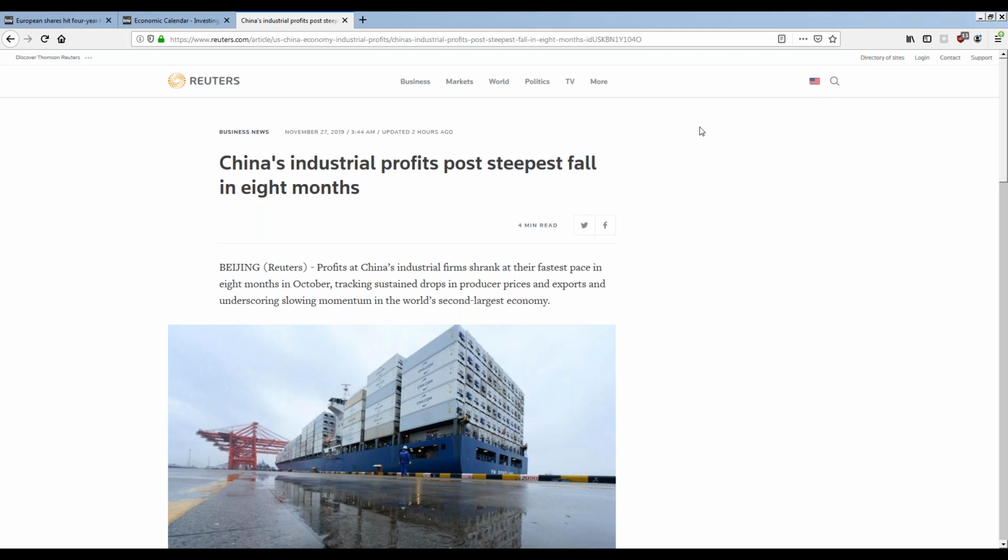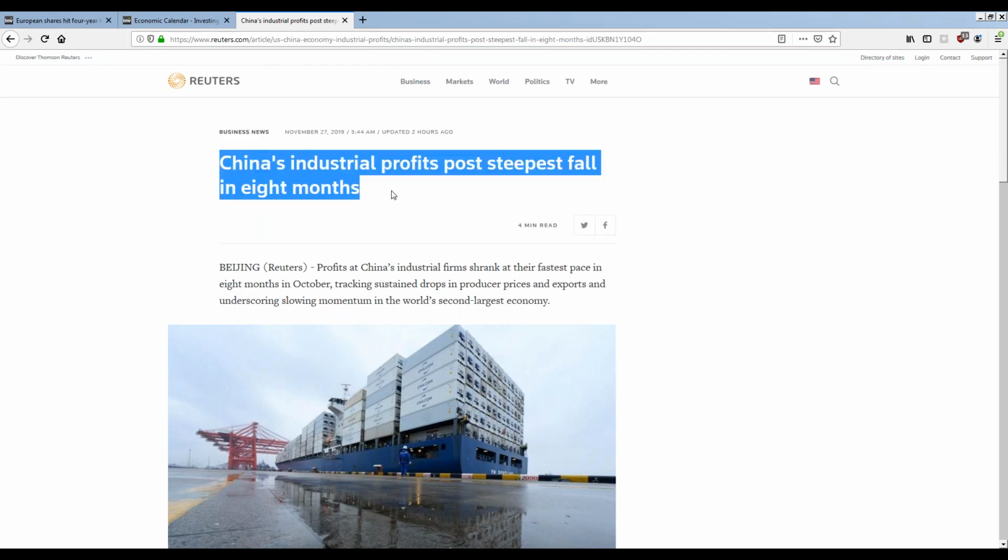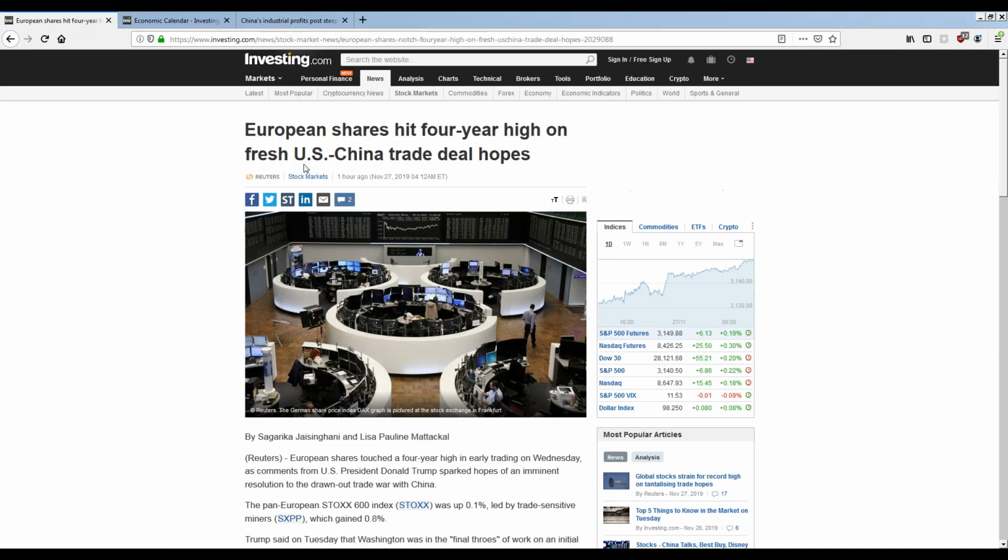Yeah. China's economy seems to be collapsing, right? That might be an exaggeration, but it's not doing well. And so that tends to be good for the negotiations because China is getting more desperate and realizes maybe they have to make a deal, right? Okay, so if you combine this article, China having more bad numbers, with this article, European shares hit 4-year high on fresh U.S.-China trade deal hopes.